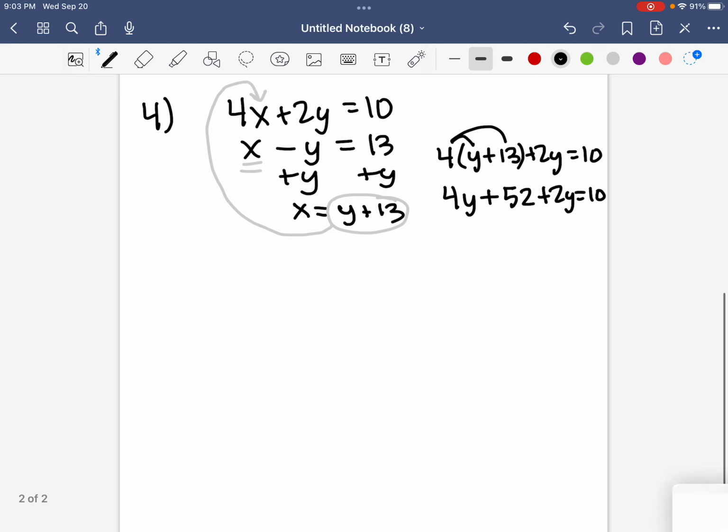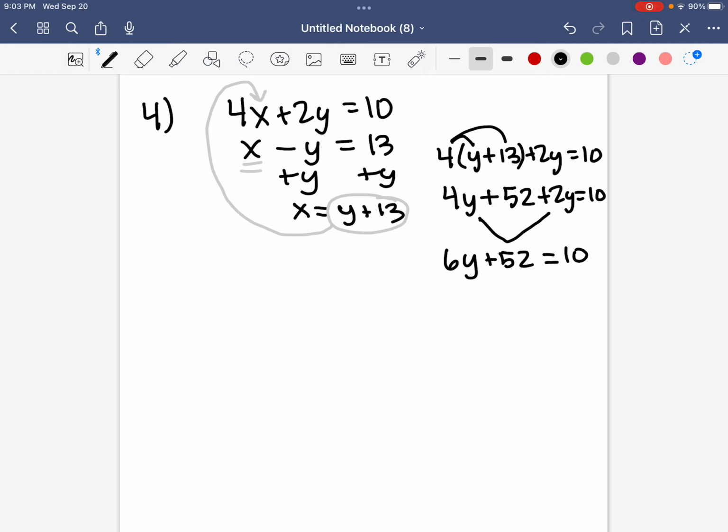Now, on the left side, the 4y plus 52 plus 2y, these are all on the left side. So I need to combine those because those are like terms. I don't add or subtract them to each other because they're on the same side of the equal sign. So I just combine them. And that gives me 6y. Then I still have the 52 is equal to 10.